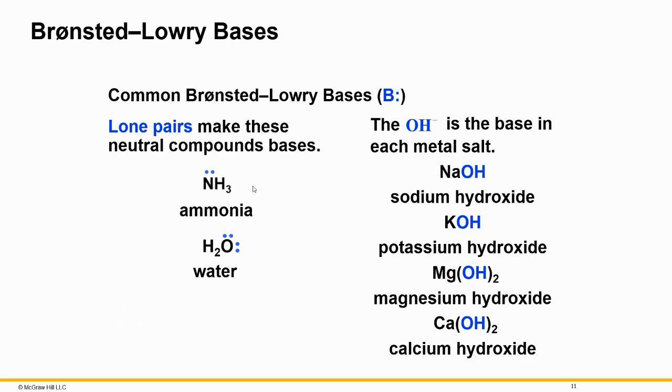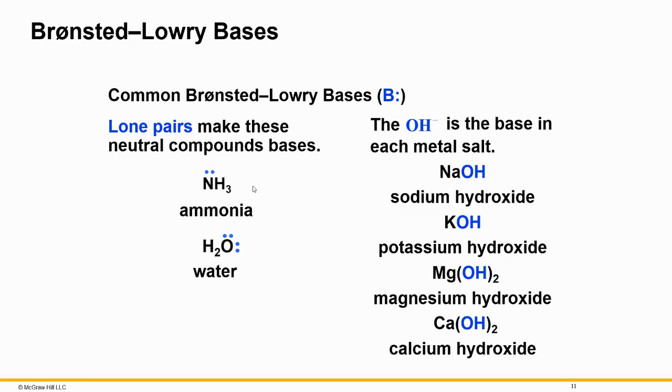Okay, so here are some Brønsted-Lowry bases. Ammonia is one that we're going to have to memorize. Water can act as a base or an acid, so here it's listed as the base. And then these all have OH, so those are going to be easy to recognize. If it has OH and it's an ionic compound, if it's a metal salt and it has OH, then it's going to be a base.